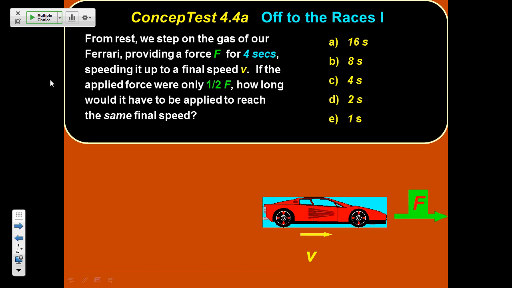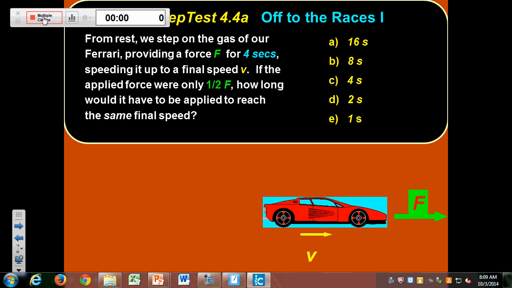It's kind of gross. Alright, from rest, we step on the gas of our Ferrari, providing a force F for 4 seconds, speeding up to a final speed V. If the applied force were only a half F, how long would it have to apply to reach the same speed? Get a certain speed with a force F in 4 seconds, apply half the force. How long do we have to apply it to get to the same speed? We're going to start from rest.